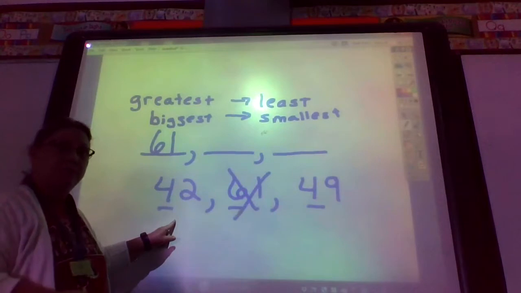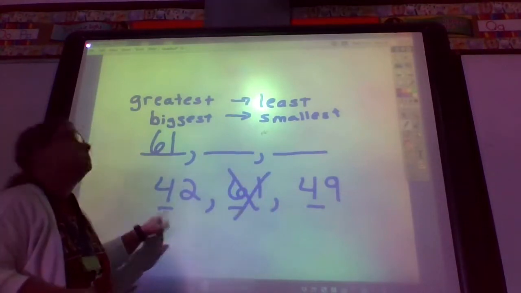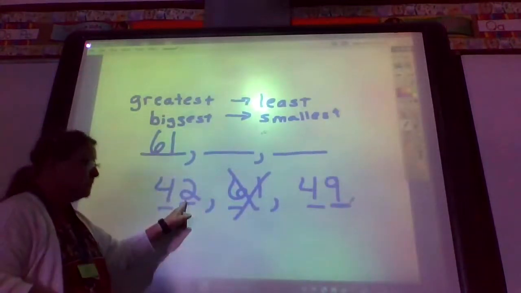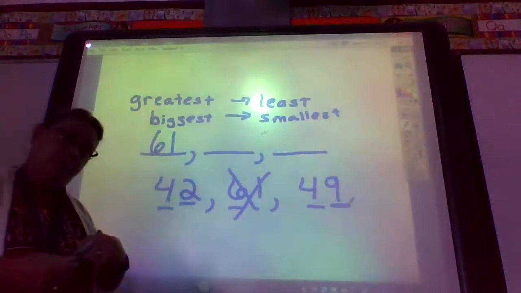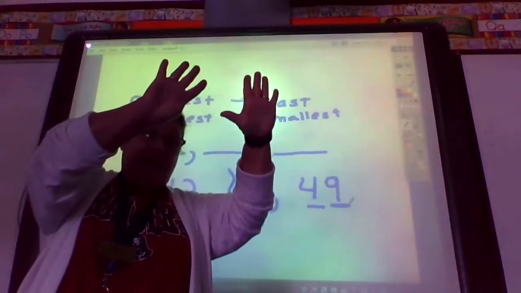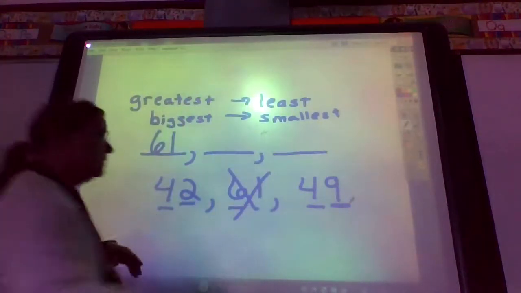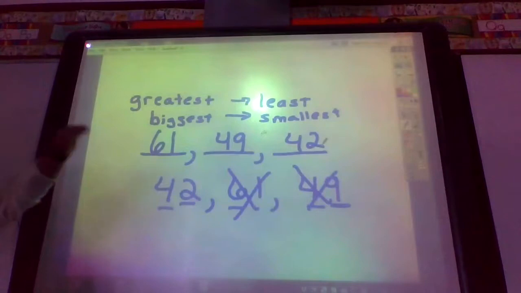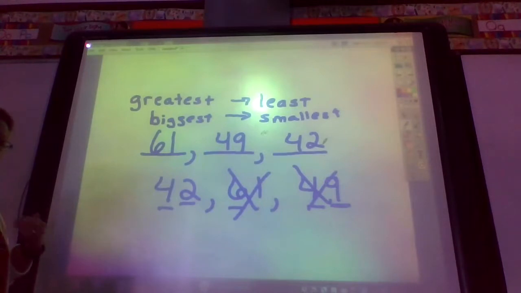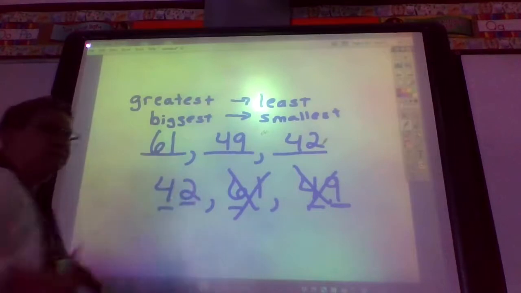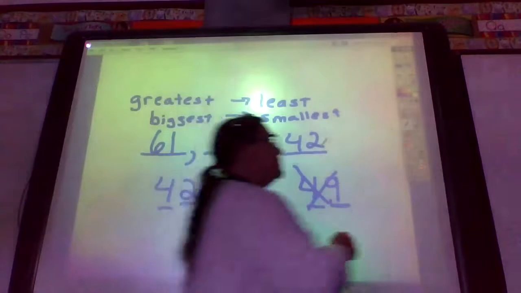They both start with 4s. Well, if this was a word that both started with C, we would look at the second letter. This is a number. They both start with 4. We're going to look at the second number. We're going to look at the 2, and we're going to look at the 9. Which number is bigger, 2 or 9? I have 9 as more fingers than 2, so 49. And then my 42. Okay? Greatest to least. Biggest to smallest. I can do it either way. I just told you how you can do it just like we would do an ABC chart. Looking just at the beginning number, and if they have the same, I can look at the second number. That's biggest to smallest.